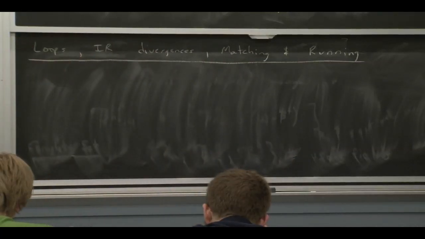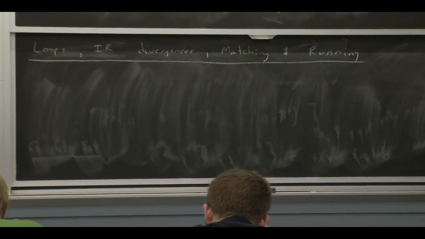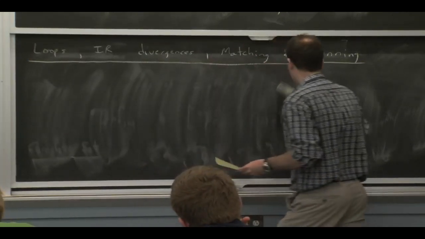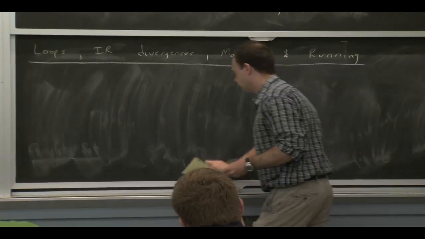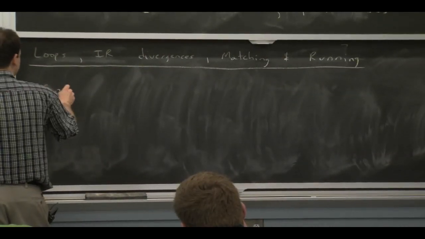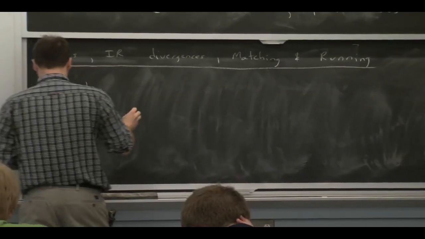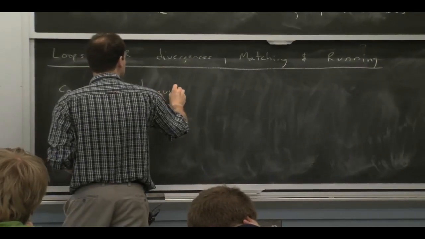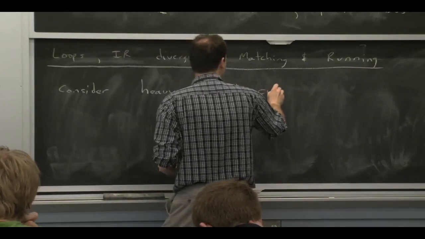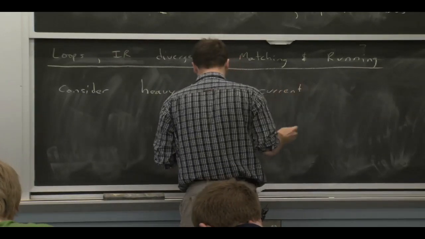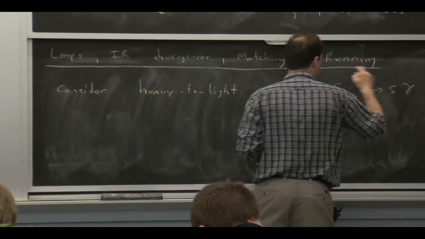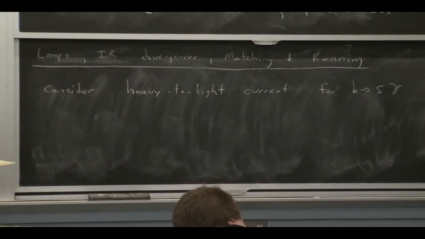So I'm going to do this in the context of an example. And again, I'm just going to pick the simplest example that has only one jet, just to make our lives a little bit simpler. So we'll consider our heavy to light current. And I think actually once you see how it works in this example, you'll understand what all the general features are of doing loops in SCET.